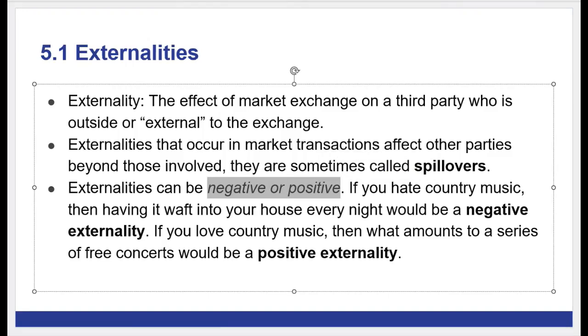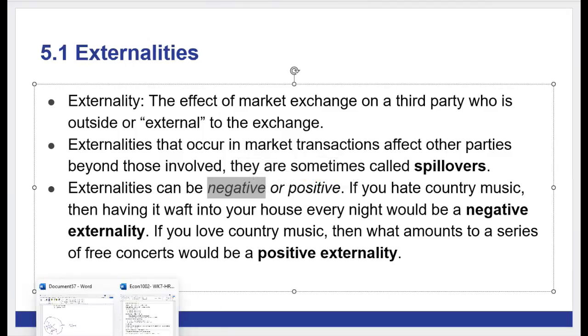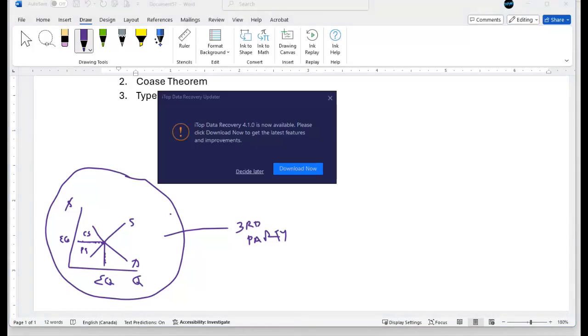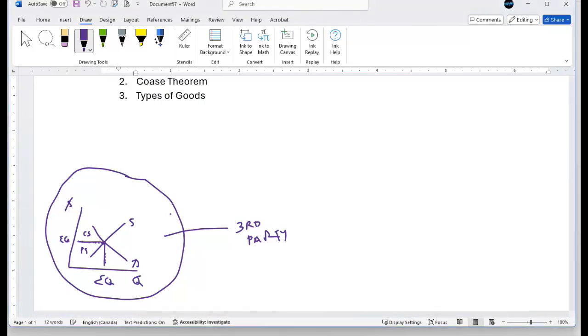And let's use some examples. Let's talk about the possibility of some negative externalities. Let's say that this market here is the market for cigarette consumption. We have a market for cigarettes, and cigarettes has an equilibrium price, and there's an equilibrium quantity of cigarettes being produced, and all is well. So technically we're producing the correct number of cigarettes.